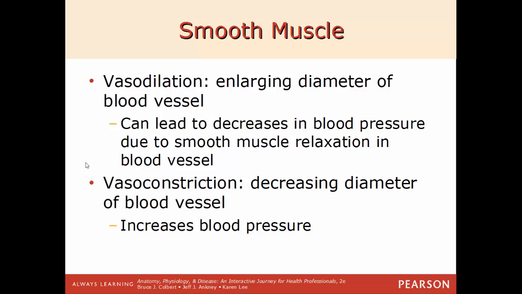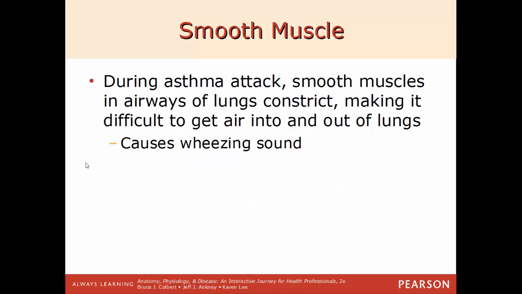The opposite of that would be vasoconstriction. You are constricting, or decreasing the diameter of, a blood vessel, and this will increase blood pressure. During an asthma attack, the smooth muscles in the airways will constrict, making it more difficult to get air into and out of the lungs, which is why you get that wheezing sound when you have an asthma attack, because you're trying to move air in and out of a much smaller space.